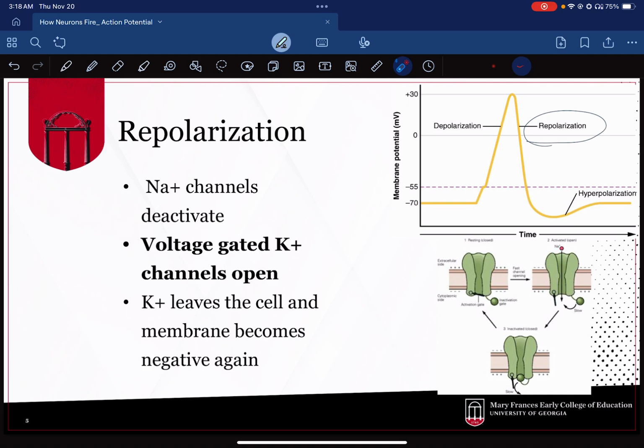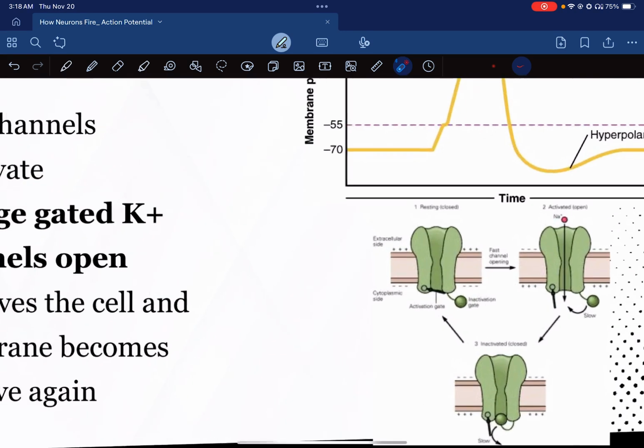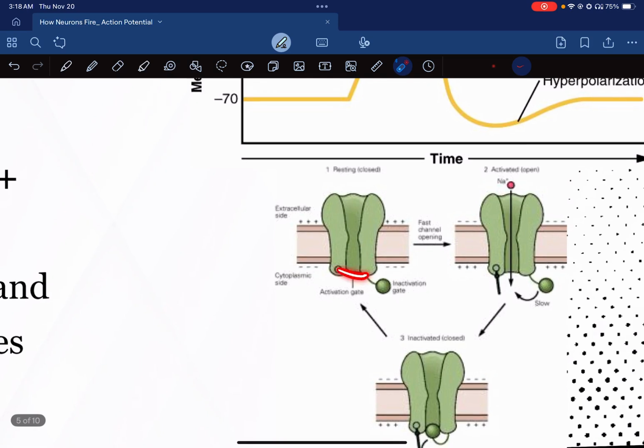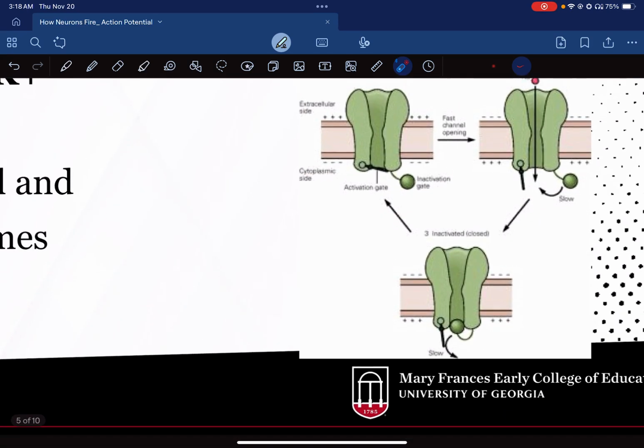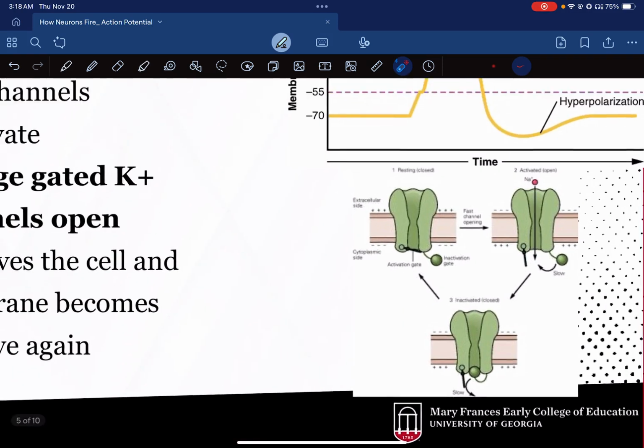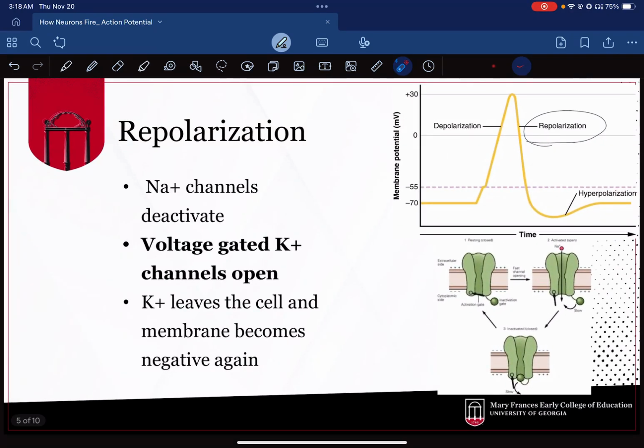Our sodium channels deactivate. Now, what does this mean, deactivate? So we have our resting state that is closed with our activation gate, then the activation gate opens, and then our inactive gate. You can see it's still closed, but it's through a different gate. And notice how this is a slow kind of closing. This is a good way for our body to reach the exact points that we want without abruptly stopping or interrupting any processes still completing. So these channels are deactivated, and now our voltage-gated potassium channels can open.